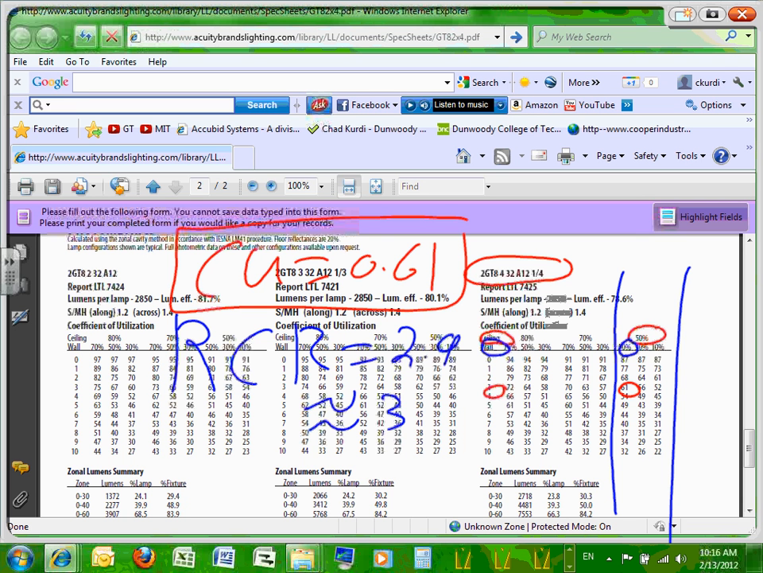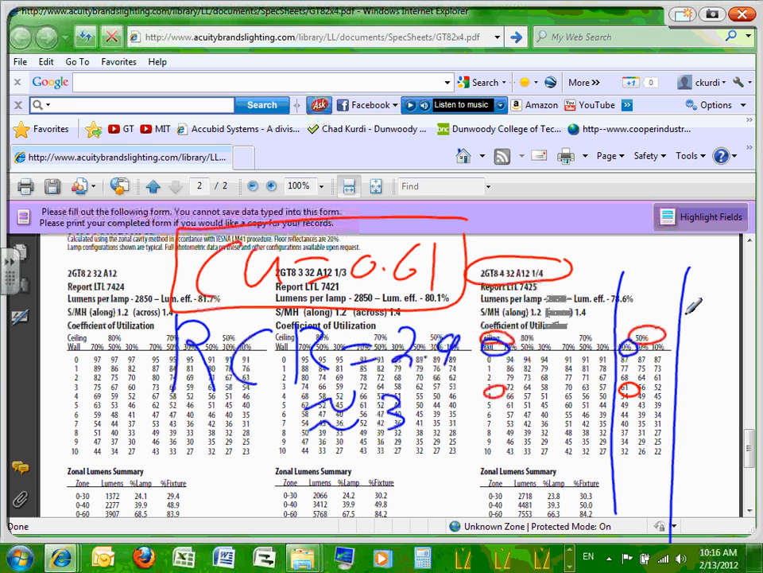The only thing you calculate is the room cavity ratio based on the calculation, and then you have to make a decision. What type of color am I going to put in for this fixture? What type of color do I want to put for the ceiling and the walls? If it's light color, you put the higher number. If it's dark color, you put the lower number.